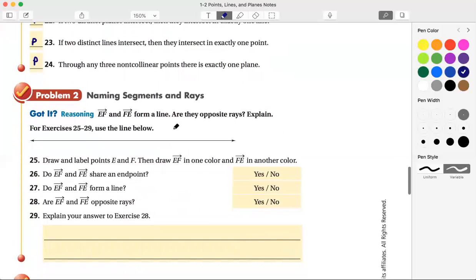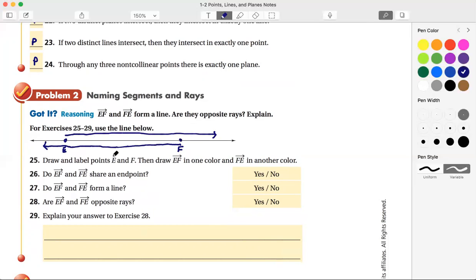All right, so naming segments and rays. Ray EF and ray FE form a line. Are they opposite rays? Explain. So here's a line, and let's just draw it. So here's E, and then here is F. So we have EF that goes this direction, and we have FE that goes this direction. So are they opposite rays? I don't know. Let's check this out.